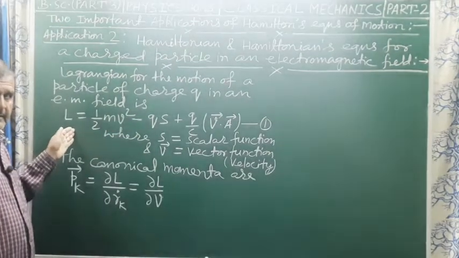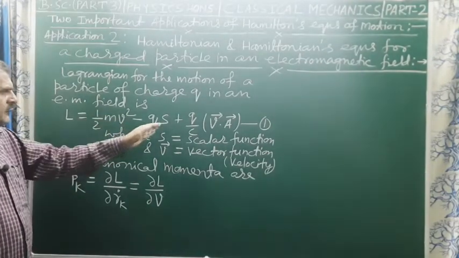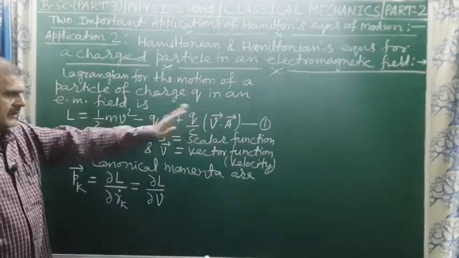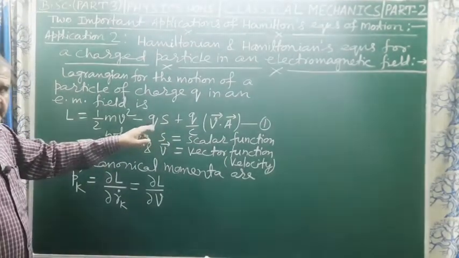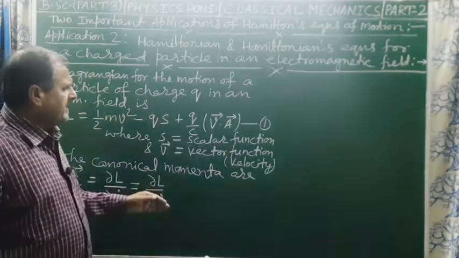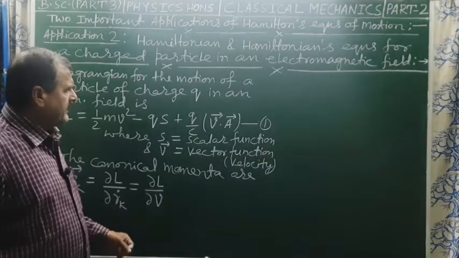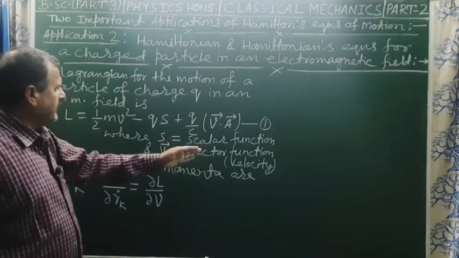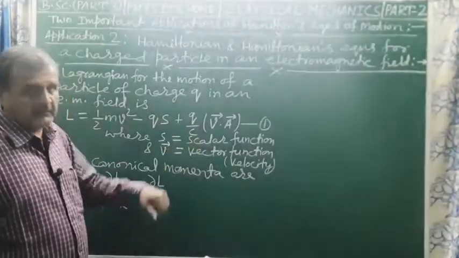L is equal to, capital L is the Lagrangian function, half mv square, which is kinetic energy, minus qs plus q by c v vector dot A vector, where s is a scalar function, q is charge, it is also a scalar, c is the speed of light in vacuum, v is a velocity vector function which is velocity, and A vector is vector potential, and s is a scalar function, a scalar potential.